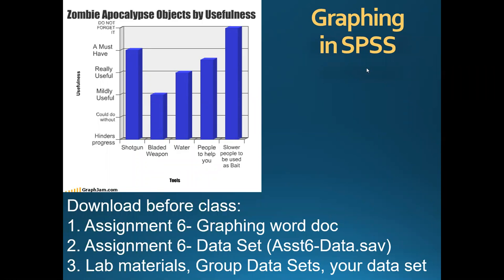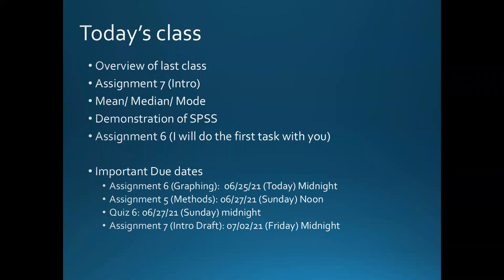But before we get into graphing, let's give an overview of what we're going to be doing today. I'm going to have a slide or two about the overview of last class, just some highlights that I want you to make sure that you know. We're going to go over assignment number 7, which is your intro draft. I'm going to do a really brief talk about mean, median, and mode. I'm going to give a very brief demonstration of SPSS before you start doing your homework assignment. And then I'm going to bring up assignment number 6, and I will do the first task for you with you, just so you can get a little more familiar with it.